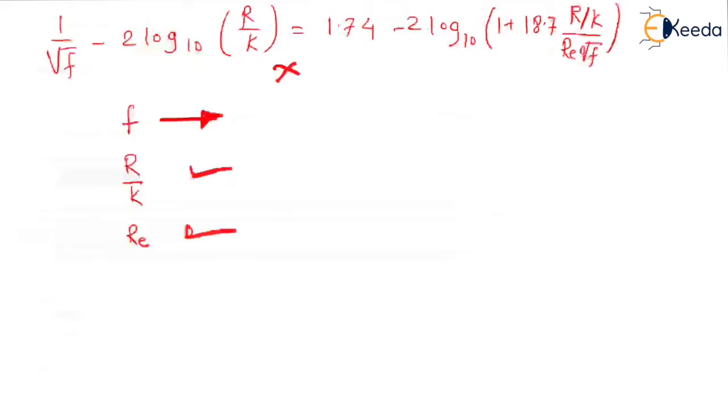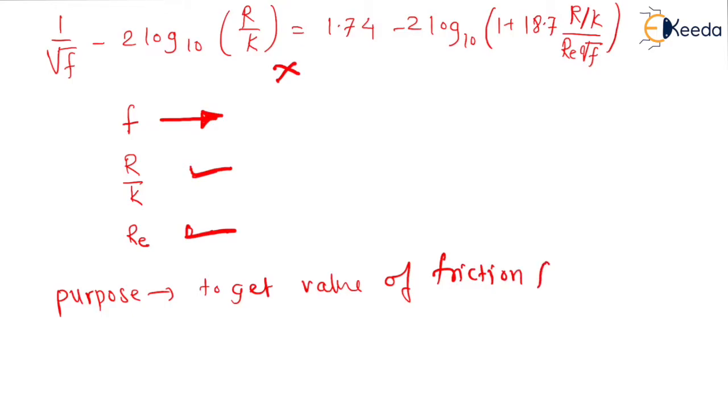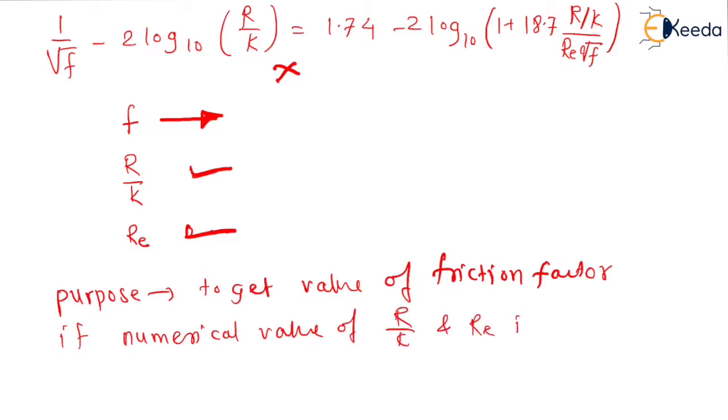So its purpose is to get the value of friction factor if the numerical values of r upon k and Reynolds number are known. Here k is nothing but the equivalent sand grain roughness.